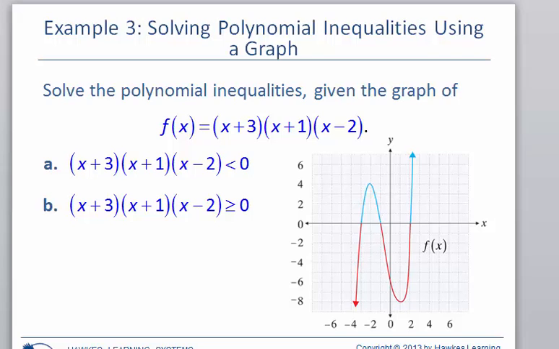Let's begin with an example. Solve the polynomial inequalities given the graph of f of x is equal to x plus 3 times x plus 1 times x minus 2. Our first part asks us to find the solutions where the inequality is less than 0.